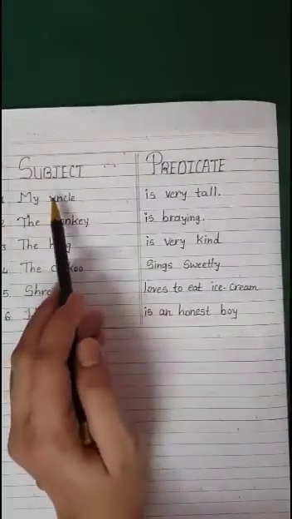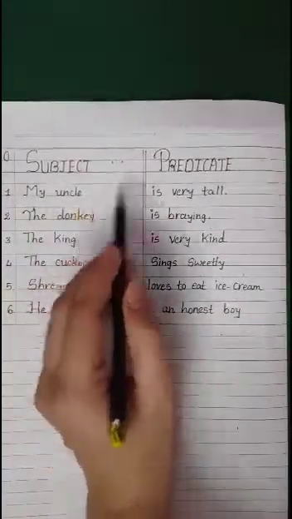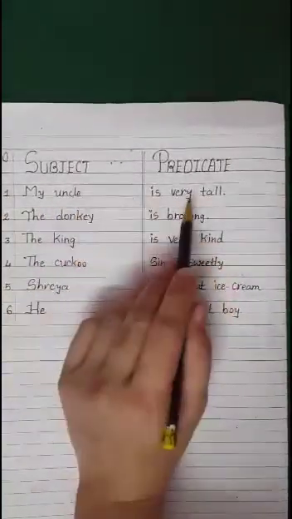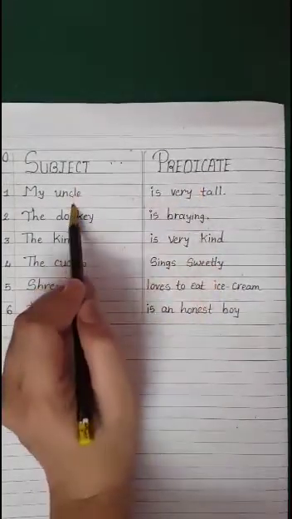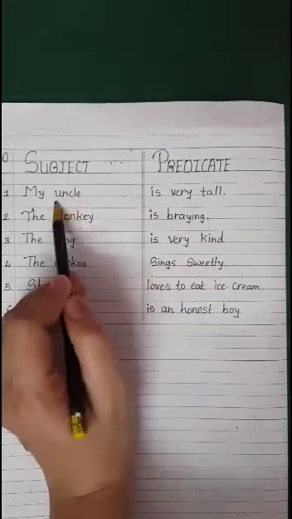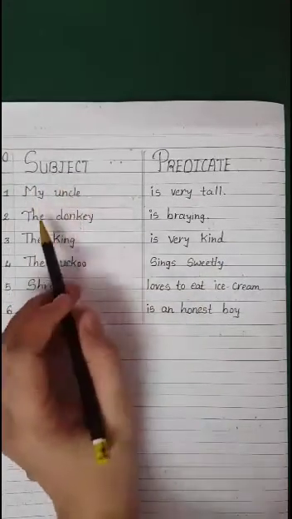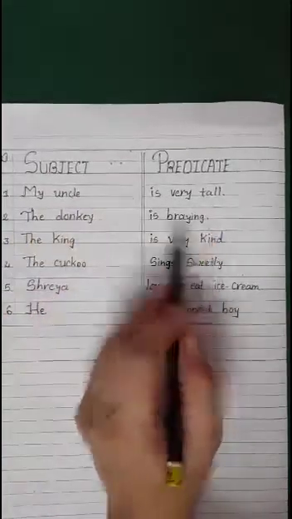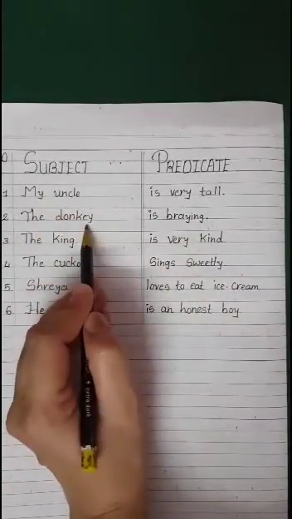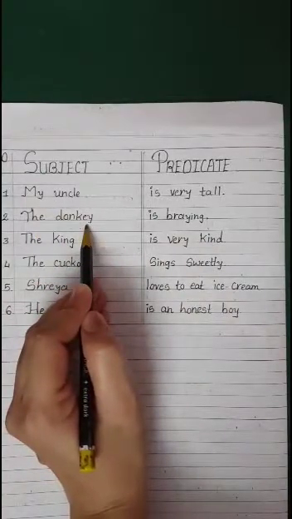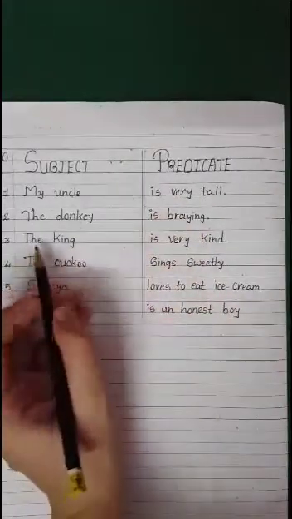Now, the exercise 1 answers. The first sentence is: my uncle is very tall. Here, my uncle is the subject, and is very tall is the predicate. Next is: the donkey is braying. The subject is the donkey, who is doing the action, and the predicate is the action done by the subject.